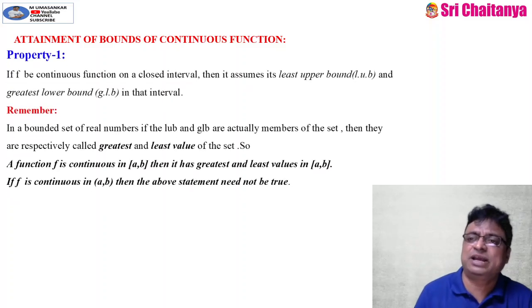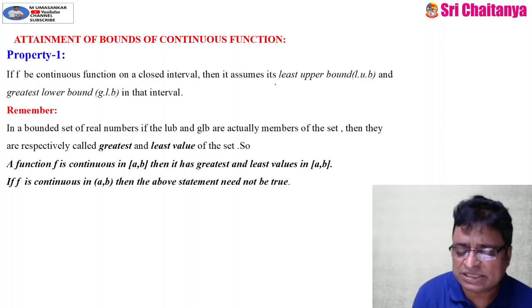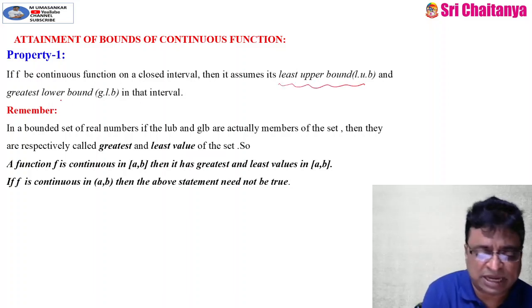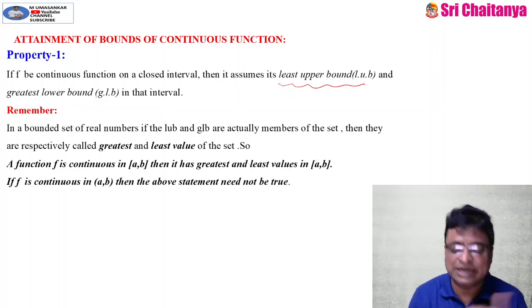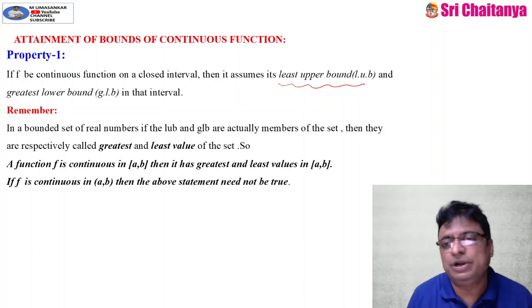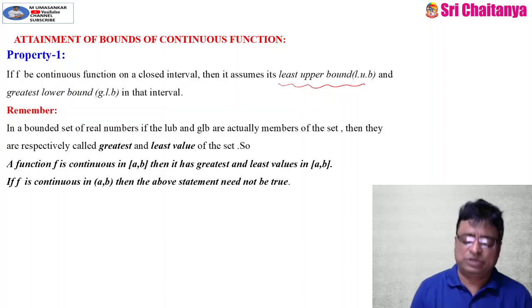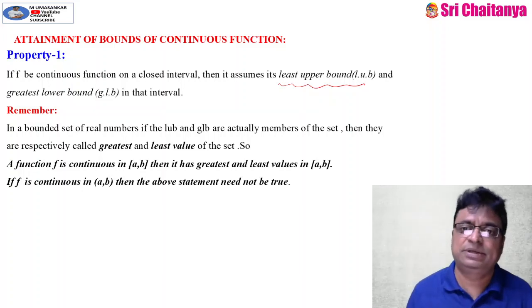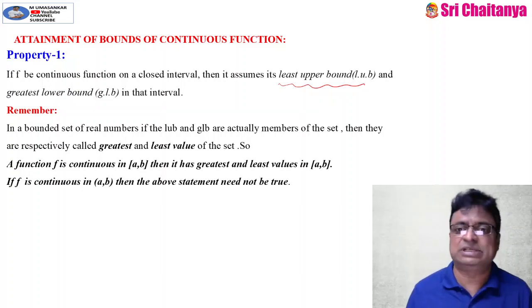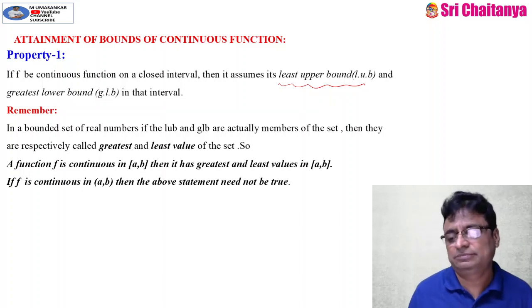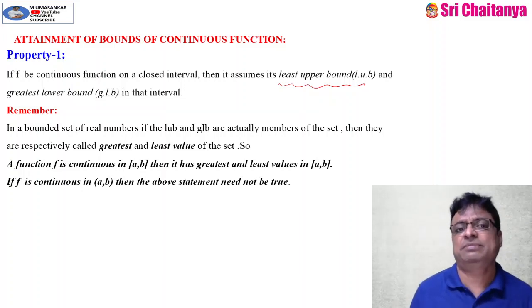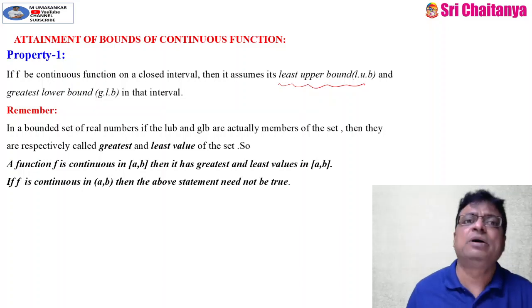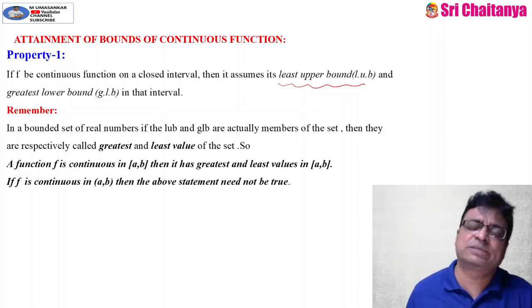Read this statement very carefully. Here I have applied somewhat important terms, LUB and GLB: least upper bound and greatest lower bound. It is somewhat advanced terminology, or I can say simply in your language, the maxima and minima. In continuity language it is least upper bound and greatest lower bound, but in your language you can easily understand maxima and minima. So what is this property? What is this attainment of boundedness property?